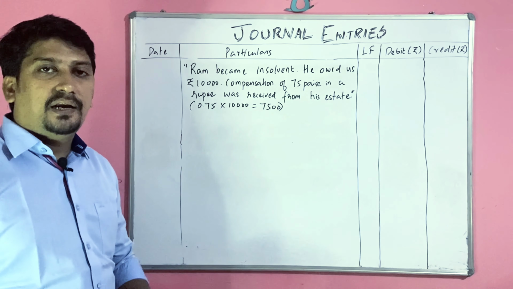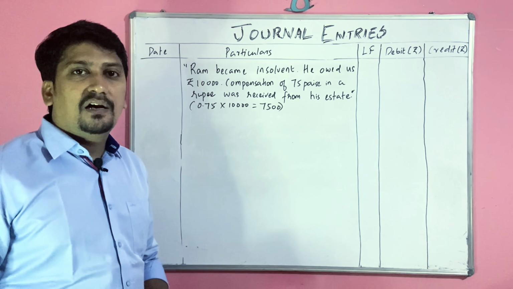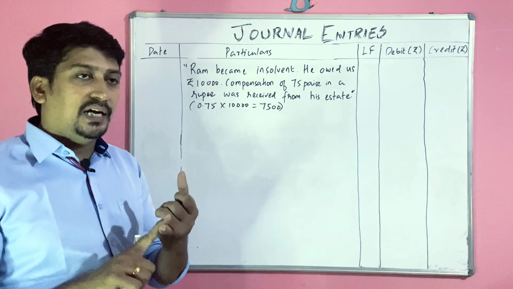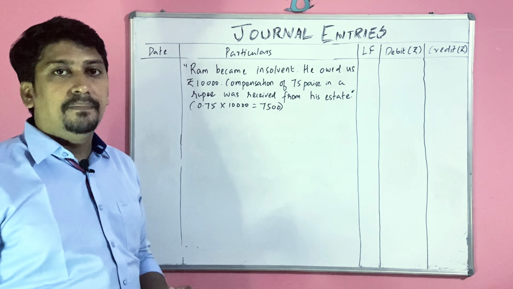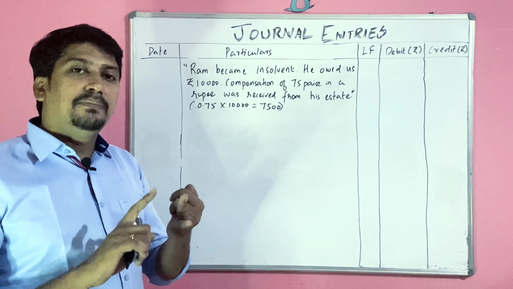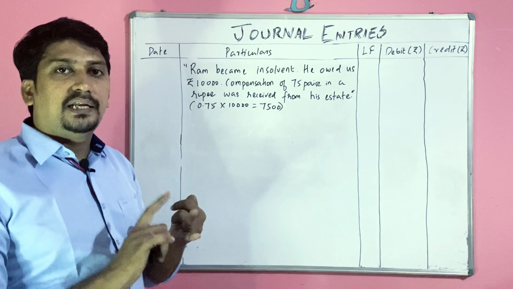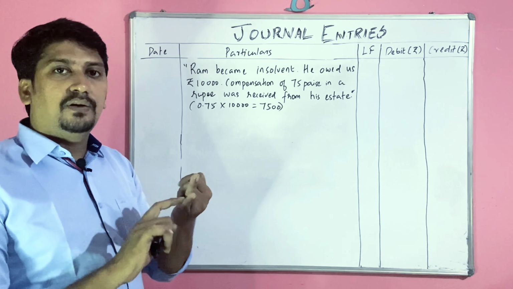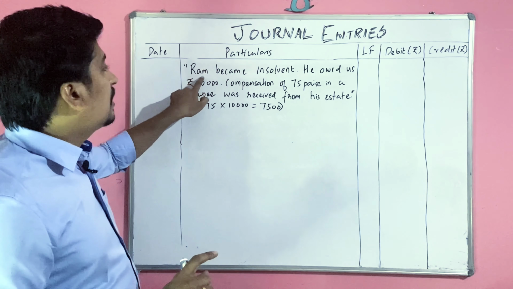Let's do the rough work for this journal entry. This is actually a compound entry. Here it includes two transactions. One transaction is that we received 7,500 from him, and the other transaction is that the money that we couldn't receive from him, we have to mark as bad debts and close his account. These two transactions we are going to combine. That is because both transactions reduce Ram's account.